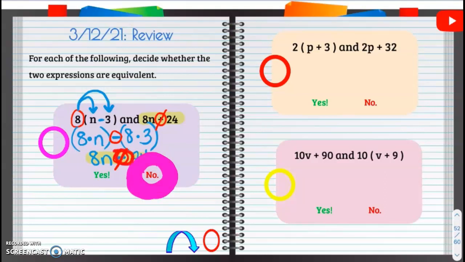Because addition and subtraction are different, so they are not the same. They are not equal. They are not equivalent. Let's take a look over here. So we have 2p plus 32, and then we have 2 times that p plus 3.